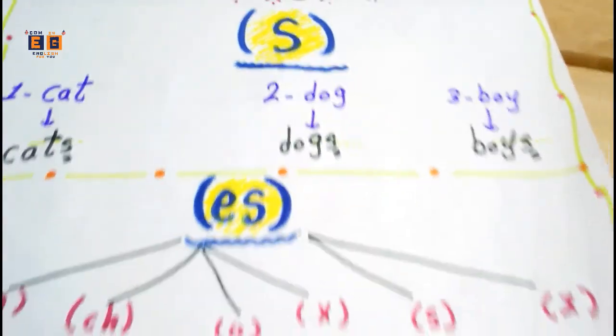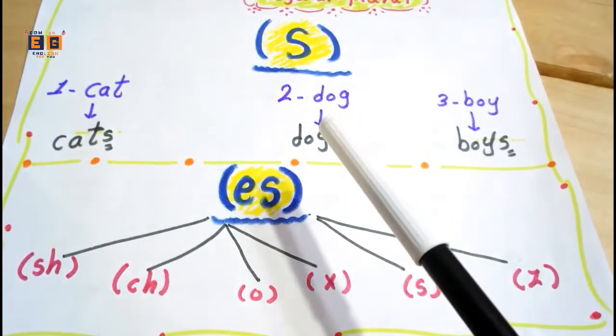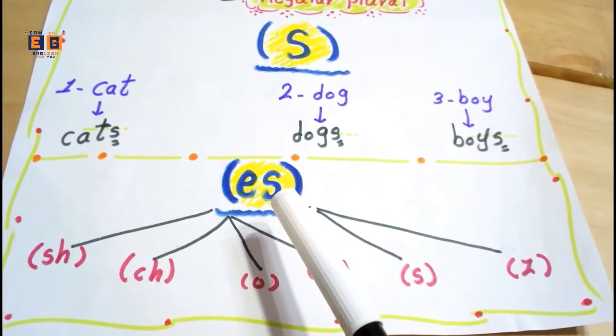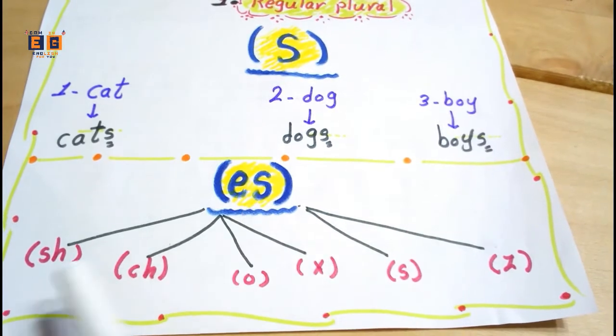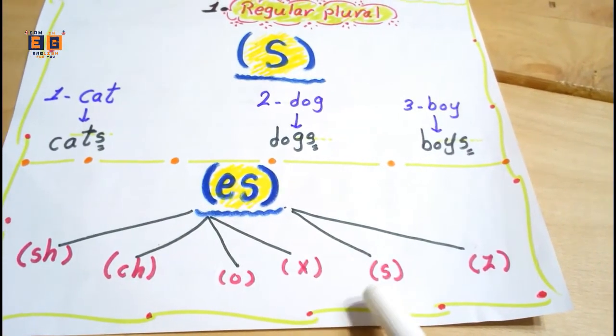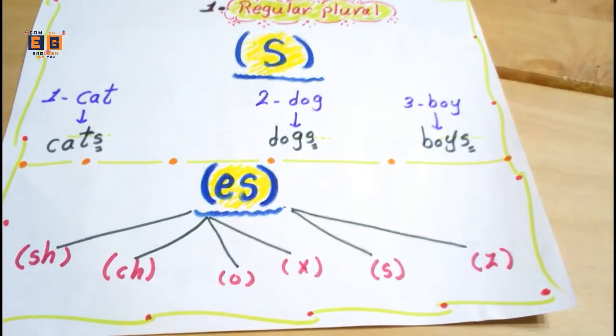There are some words in the English language where we can't put just s at the end, but we must put es at the end of some words which end with sh, ch, o, x, s, z, or z. How's that?